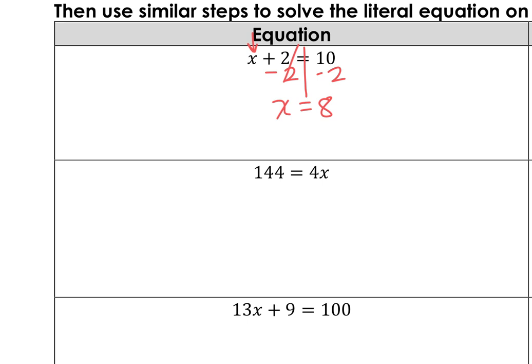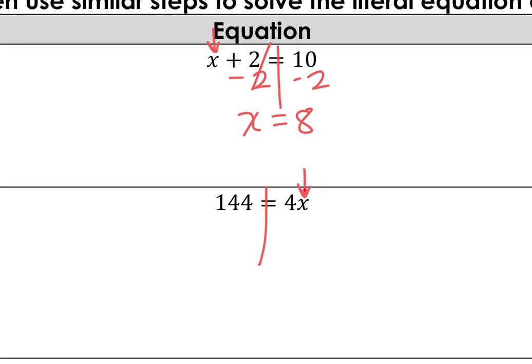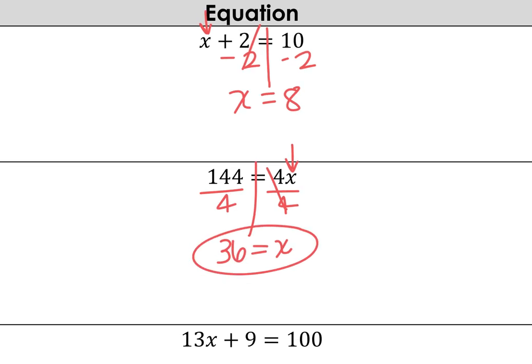All right, let's look at the second example. Here's your traditional equation. 144 is equal to 4x. So here's my x. This time it's over here on the right, but x is being multiplied by 4. So how do I undo that? I divide both sides by 4. And 144 divided by 4 is? 36. So 36 is equal to x.